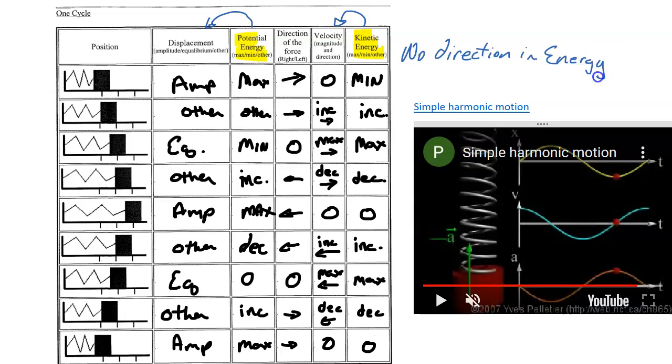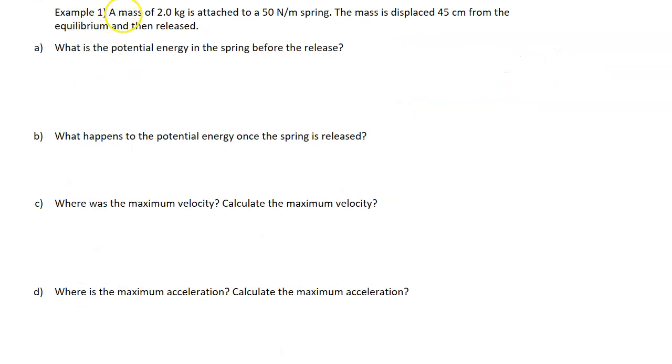And that is because energy is what we call a scalar quantity. It has magnitude, but not direction. Okay, so example number 1, we've got a 2 kilogram mass attached to a 50 Newton per meter spring.